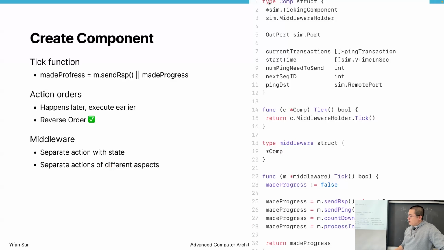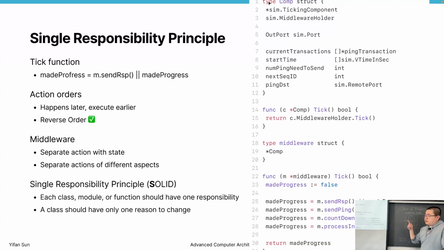If we consider patterns as concrete solutions, then we consider principles too. We're also trying to fulfill the single responsibility principle. This is the S in SOLID. The whole SOLID principle goes around O, so we'll talk about O later. But let's go with S and I and D. We have talked about interface segregation and dependency inversion. So this is S: each class, module, or function should have one responsibility.